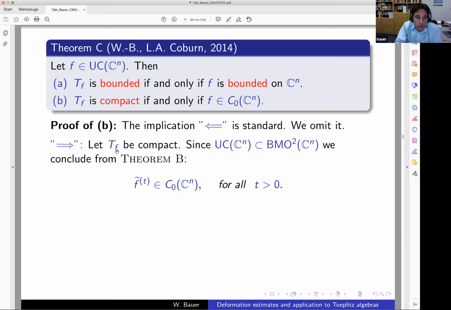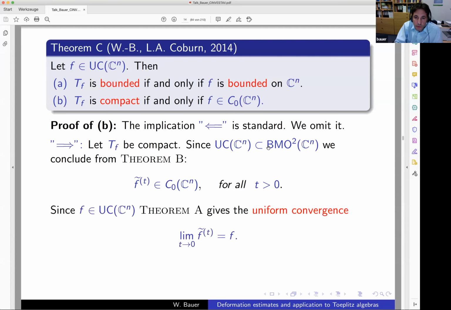If we now look at the heat transform of f, then that heat transform is in C0(Cn), not just for one t, but actually for every t. It's always vanishing at infinity. This is what we get from BMO2. Also, if f is uniformly continuous, then theorem A tells us that the heat transform, as time goes to 0, actually uniformly approximates f. And if we just combine these two, then we get the result. So if all these heat transforms are in C0 and they uniformly approximate the symbol f, then the symbol f has to also be in C0.